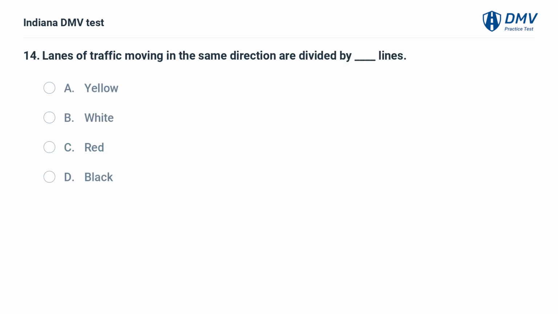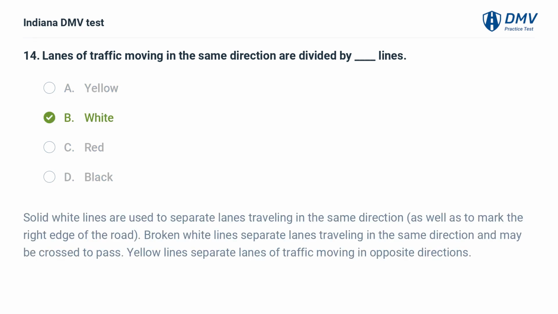Lanes of traffic moving in the same direction are divided by blank lines. A. Yellow. B. White. C. Red. D. Black. B. White.